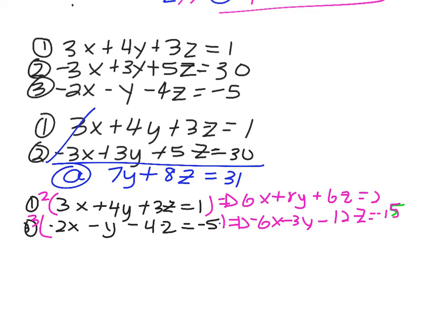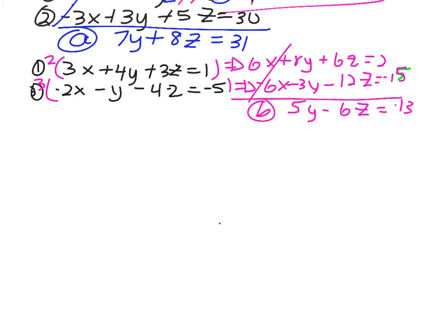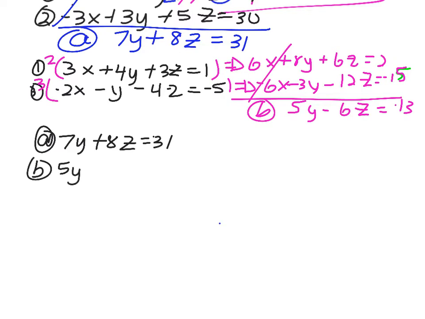Okay, so the x's cancel, so I get 5y minus 6z equals negative 13. All right, and that's equation B. Now I'm going to take A and B and put them together. A: 7y plus 8z equals 31. B: 5y minus 6z equals negative 13.